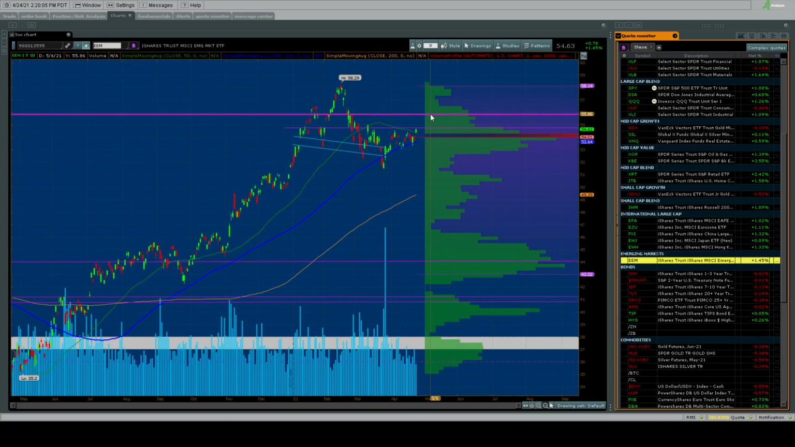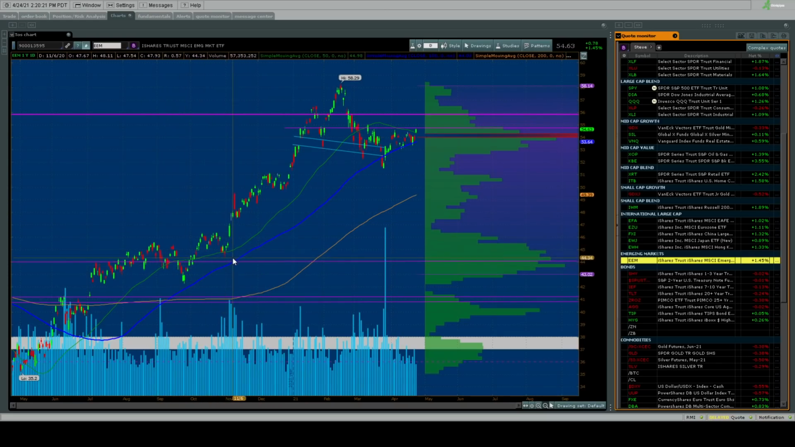So can it pop back up here to say almost 56 and run and still be a topping pattern? It can. I mean, look at the 50-day moving average. It broke the 50-day, and now it's trying to get back over it. And we can see this thing will bounce around.